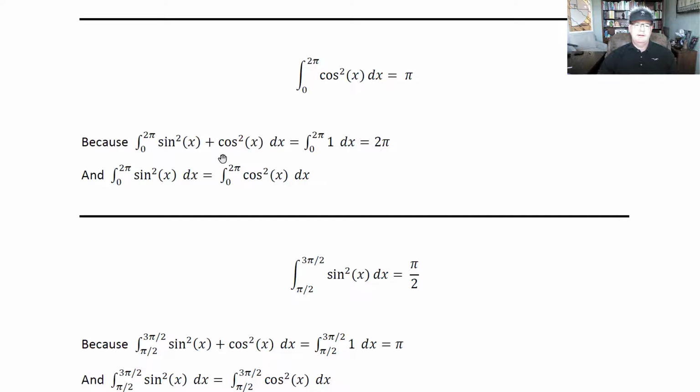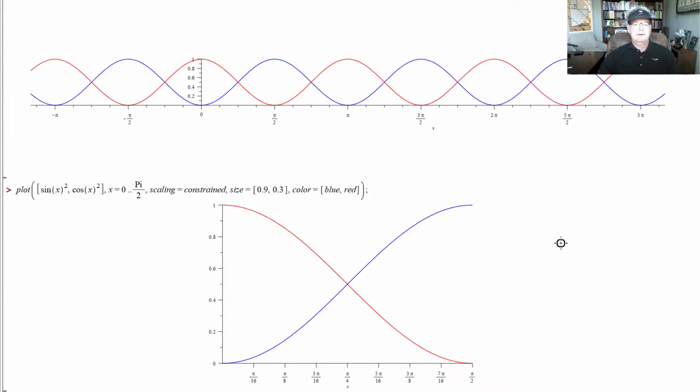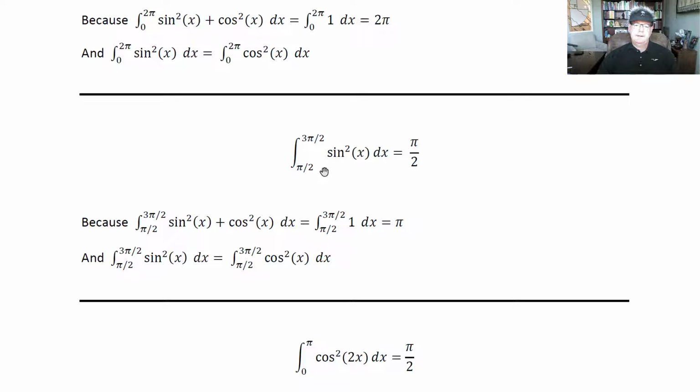And why is that? Because the sum of sine squared plus cosine squared is 1, so that integral would be 2 pi, but each one's going to contribute the same amount. Again, back to the graph, from 0 to pi over 2, they each contribute the same amount. From pi over 2 to pi, they contribute the same amount. From pi to 3 pi over 2, they contribute the same amount. And from 3 pi over 2 to 2 pi, they contribute the same amount. Always like that.